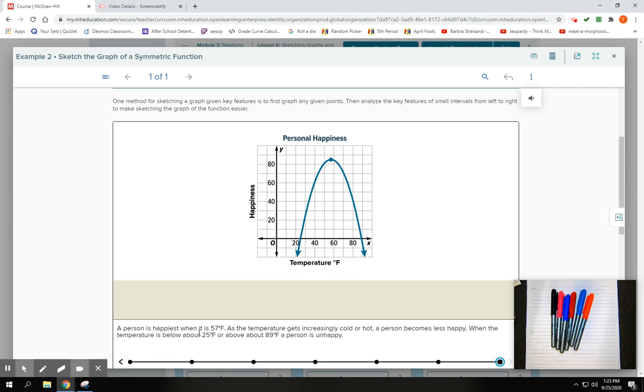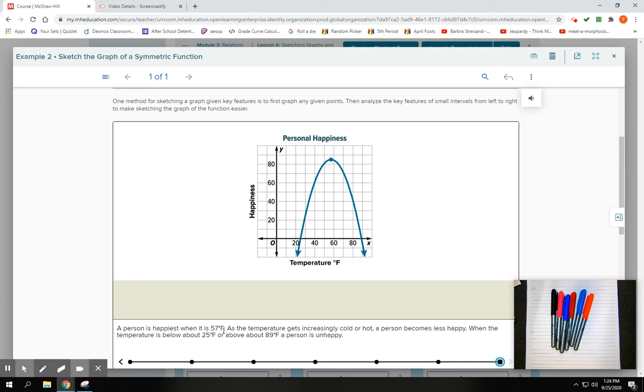A person is happiest when it's about 57 degrees Fahrenheit. As the temperature gets increasingly cold or hot, a person becomes less happy. When the temperature is below about 25 degrees or above about 89 degrees, a person is very unhappy.